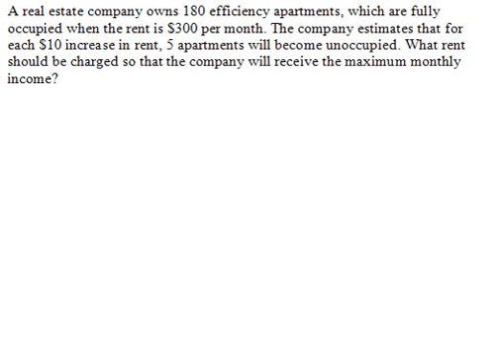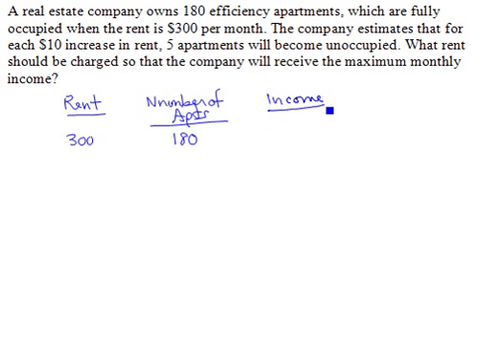Sometimes the best way to handle a problem like this is to make a table of values. Let's see if we should make a table that has a column for rent and a column for the number of apartments. Then when the rent is $300, it says that all of the apartments are full. So we have 180 apartments, and the income will be $300 times 180.